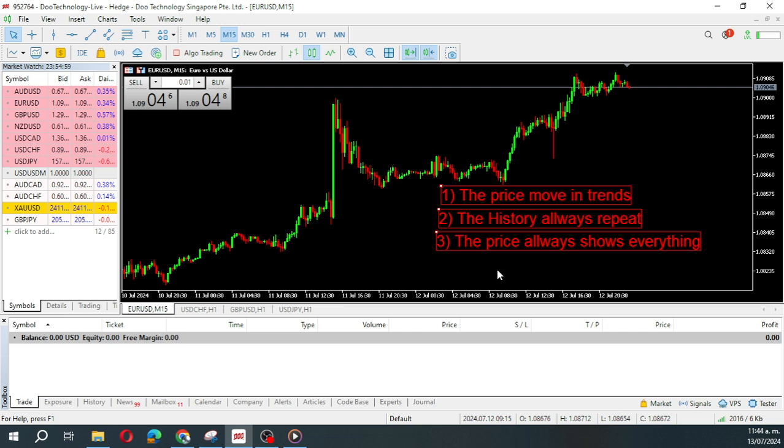Okay, so this is the basics about trading. If you want to do trading, you must know this, because with this you can build everything. You can form your own trading system, right? So what is the meaning of the price always moves in trends? There are only three types of trends.